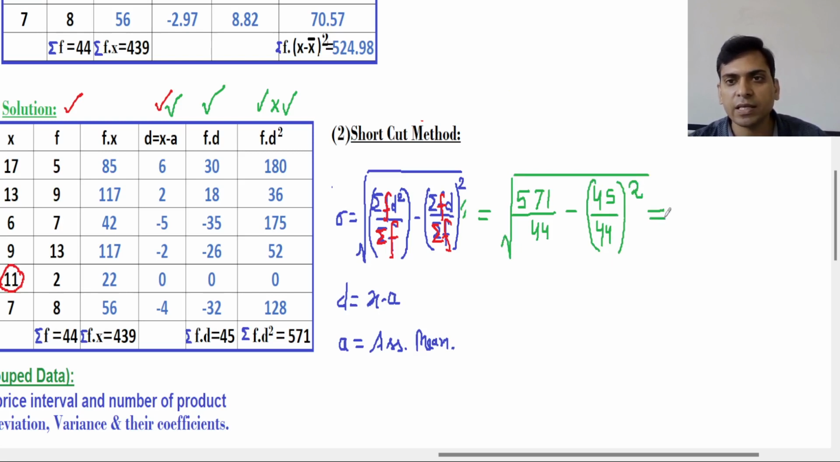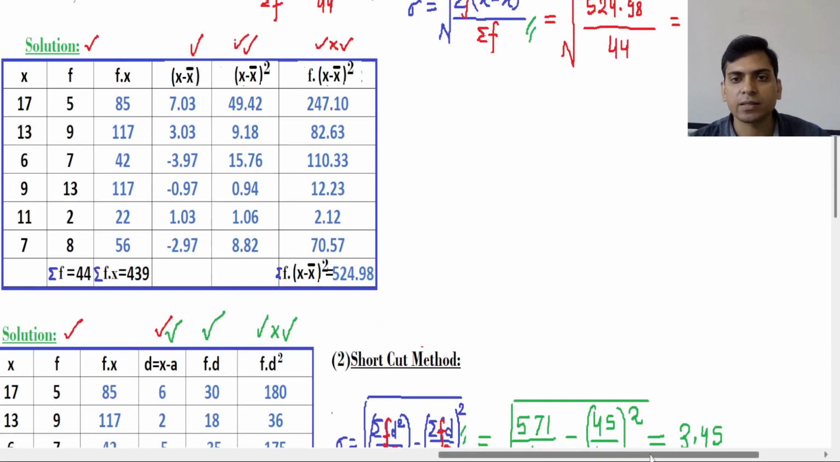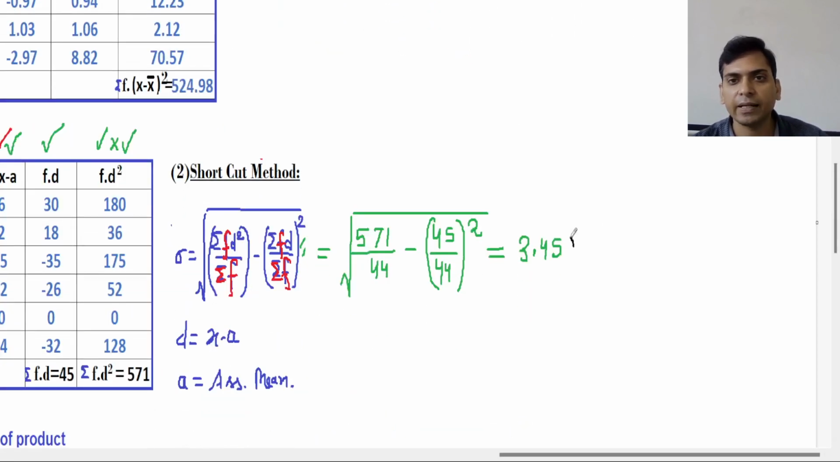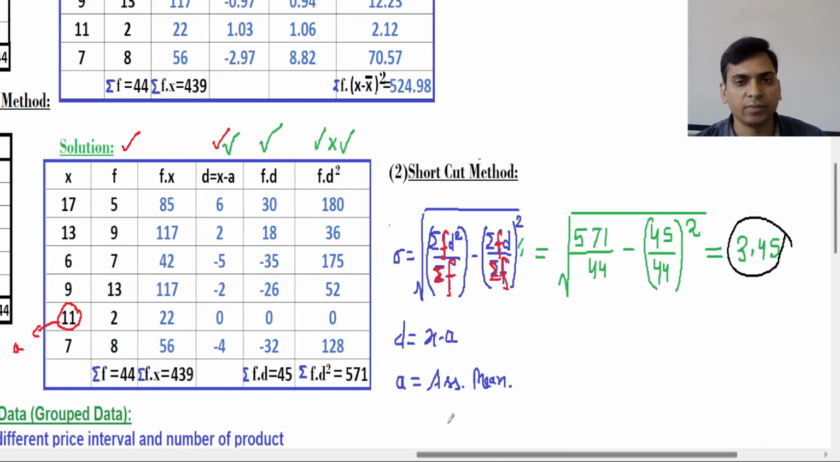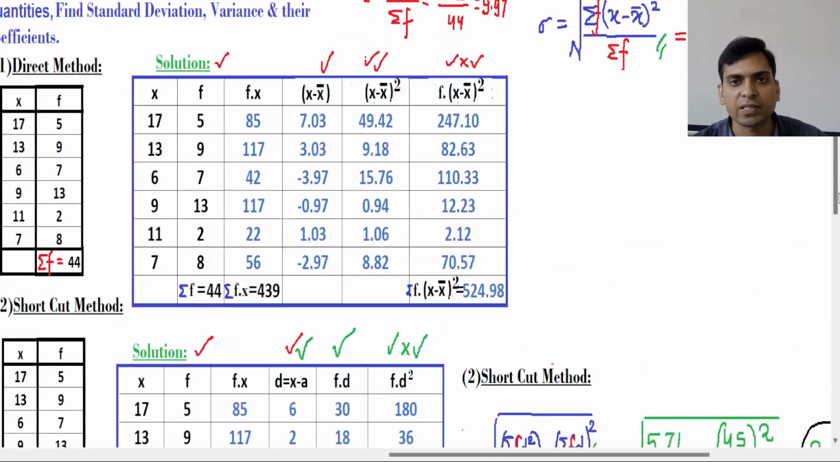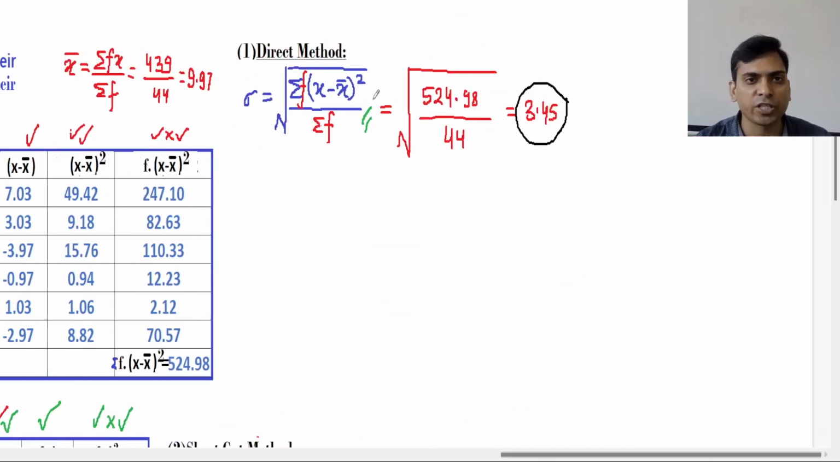So you will see this as 3.45 again. Using the previous method, the direct method, this is 3.45, and this is again 3.45. So you can use any method, either direct method or shortcut method, and you will get the same answer. Now we will discuss variance and their coefficient.